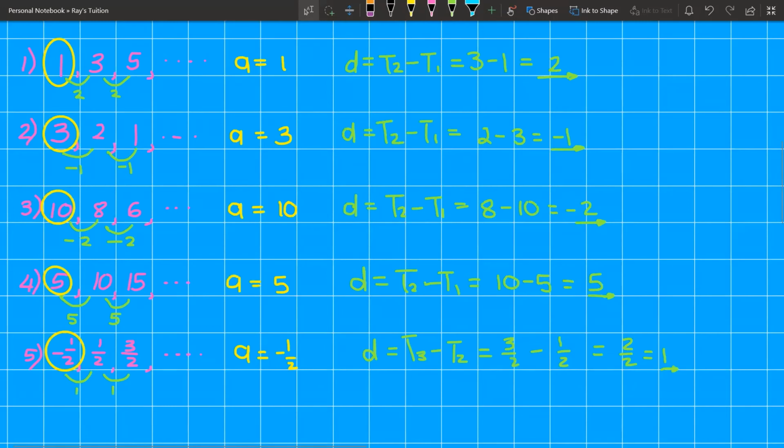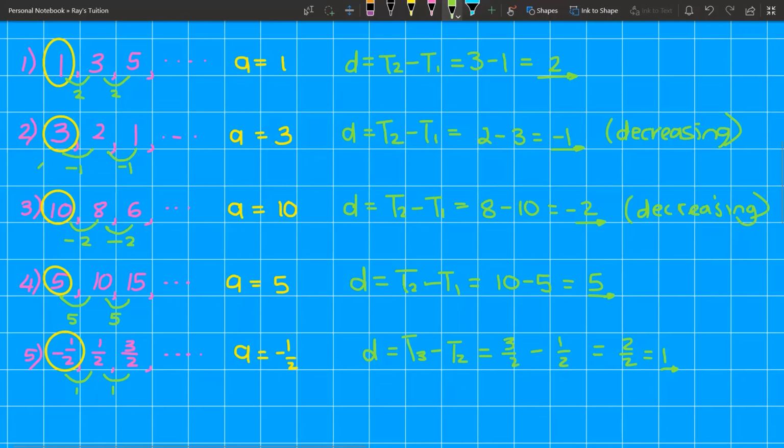Please take note that if it is a decreasing sequence, as in it gets smaller, our common difference is negative. So here's a decreasing one. Common difference is negative. This is also a decreasing one. Our common difference is negative, and when it's increasing, our common difference is positive. Do that as a quick check to make sure you've got the right common difference.